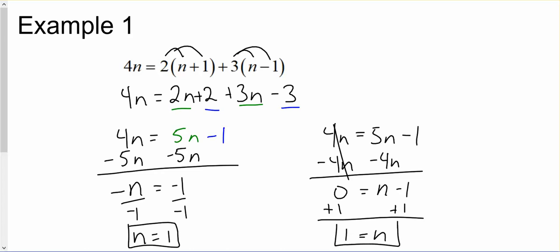So either way, I like to do it this way where I keep my variable positive, and I'd add 1 in the same step that I'd subtract 4n, and that keeps me from having to divide by a negative. But however you like to do it, user choice.